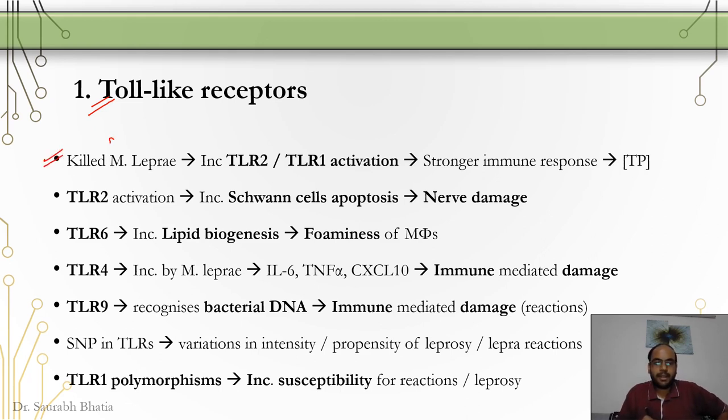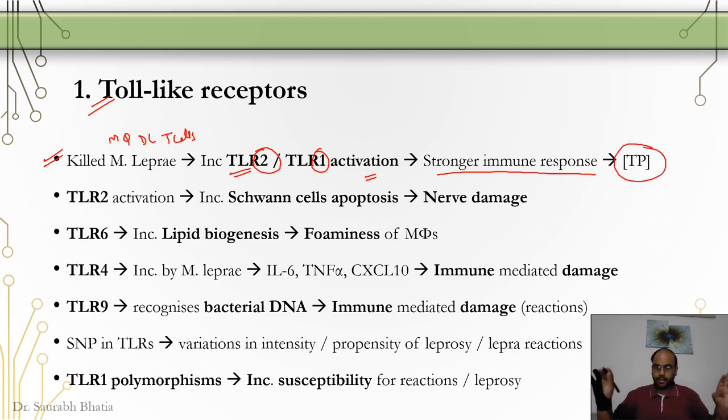M. leprae is killed by a macrophage, dendritic cell or T cell. When the bacilli are killed, it leads to increased toll-like receptor 2 and toll-like receptor 1 activation. When these two toll-like receptors are activated, you have a stronger immune response and you have a tuberculoid pole of leprosy. Clear about that? This is the same thing that we had mentioned in the first part of the video.